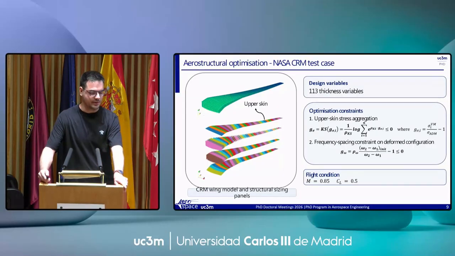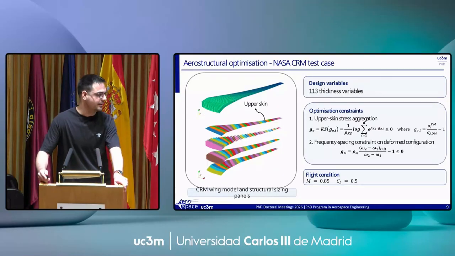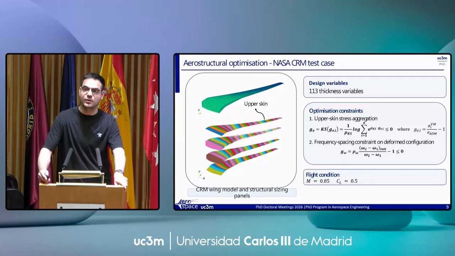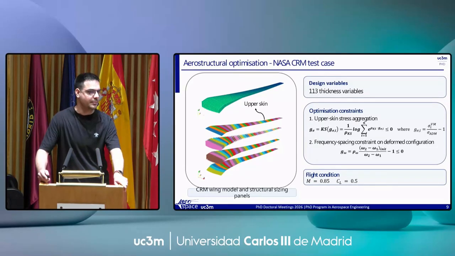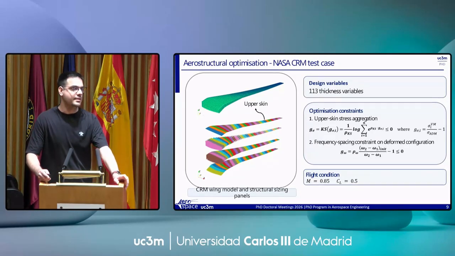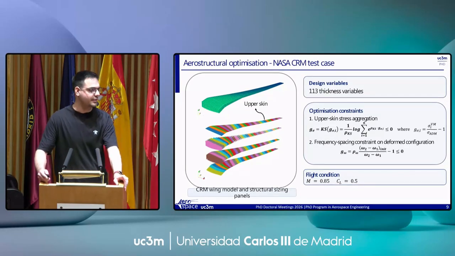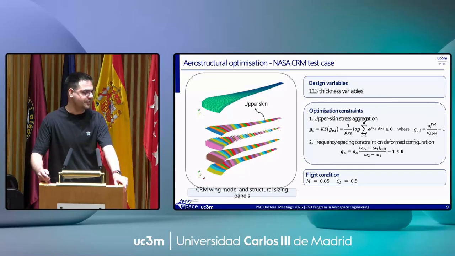The test case I'm mostly focusing on is the NASA Common Research Model. It has 113 thickness variables, which are the colored boxes you can see in the lower picture. Then we consider two constraints: the aggregation of the von Mises stress on the upper skin, and the frequency spacing constraint that controls the distance between the first two frequencies.